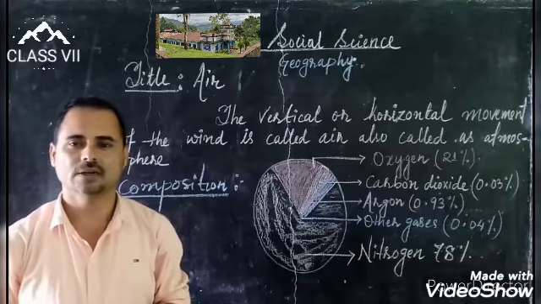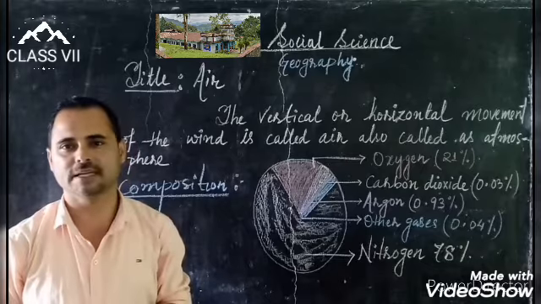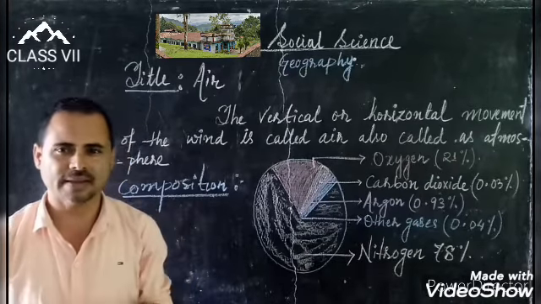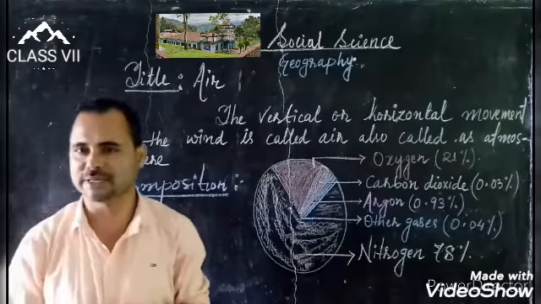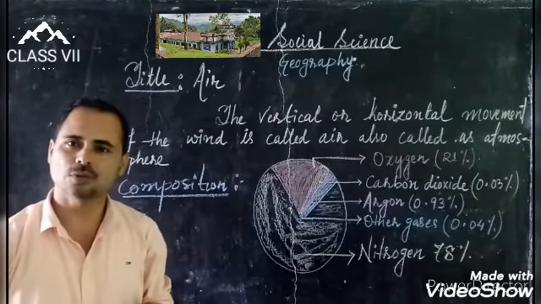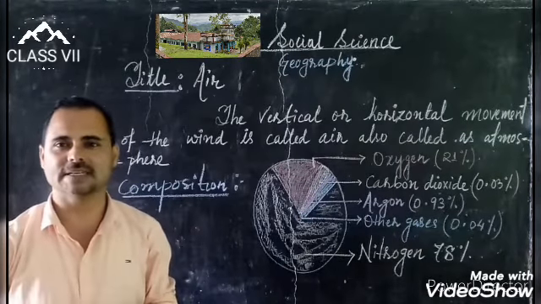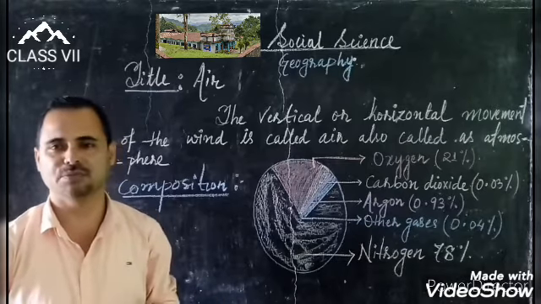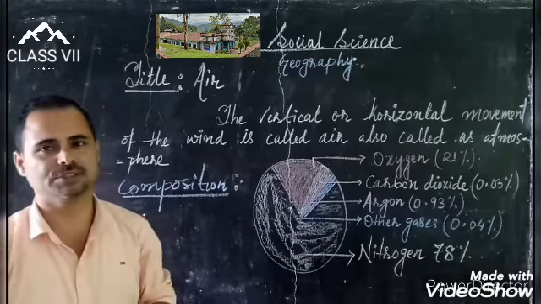It is said that the horizontal or vertical movement of the wind is called air. Air is also called the atmosphere in geography. So what is the composition of this air in an environment? We will try to understand that before exploring the later part of the chapter.